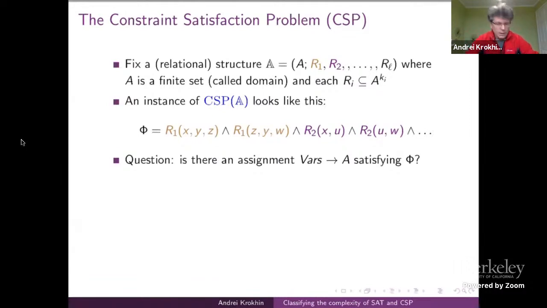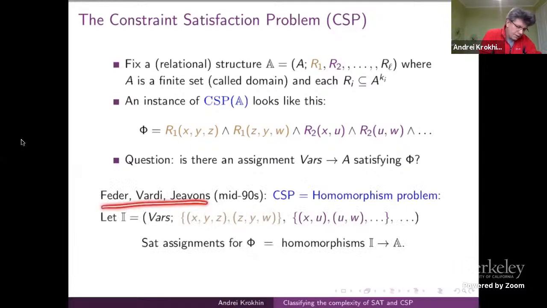So this problem was considered very, very actively in the artificial intelligence community. This is actually where this particular formulation came from. So that was, again, a different community that didn't know anything about Schaefer or Hell and Nešetřil. But the insight from Feder-Vardi and Jeavons independently in the mid-90s was that CSP can be considered as a homomorphism problem, that's providing a uniform framework for all that happened in AI or graphs or satisfiability.